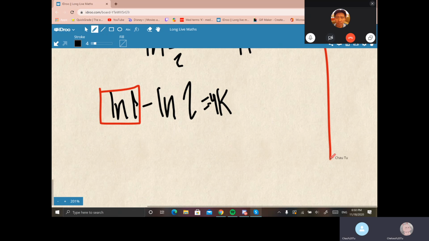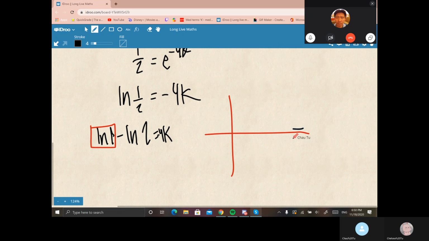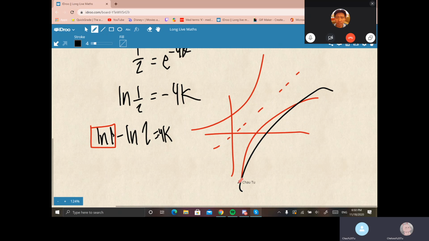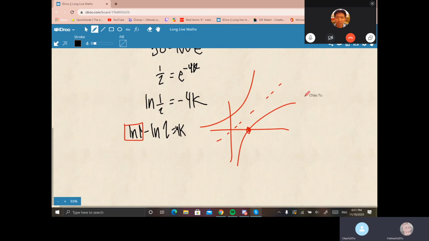Well, if you draw the graph of ln for me, what does it look like? Like this. No, that's not ln. This is e to the power of x. It looks like this. Ln is the inverse. It's a reflection along the diagonal, which looks like this. Right? What are the coordinates here?